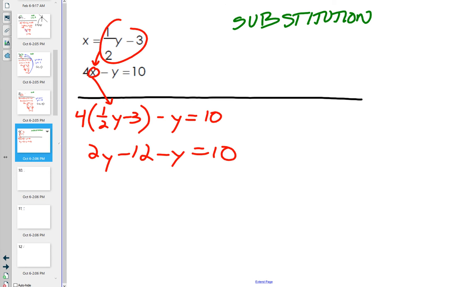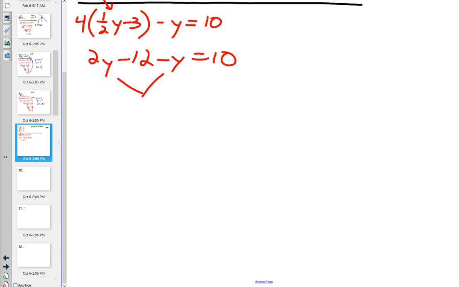Combine like terms like they do in the hood. What's 2y minus y? So y minus 12 is equal to 10. Plus 12, plus 12. Y equals 22. So Angel, you're saying that you got that far?